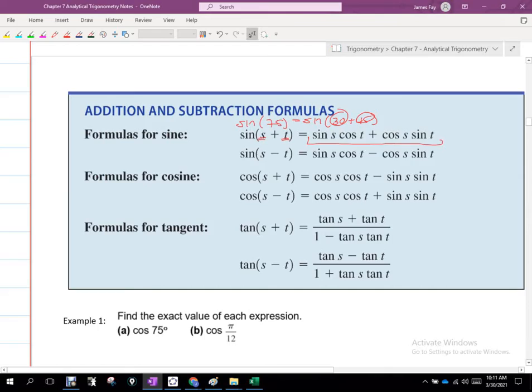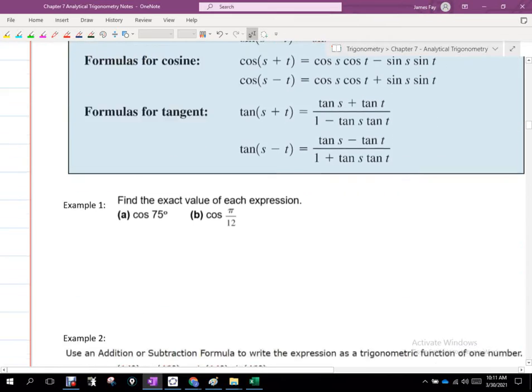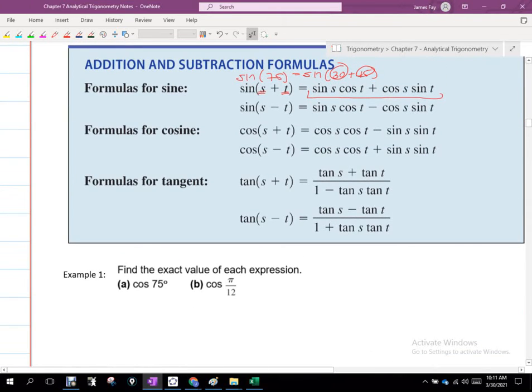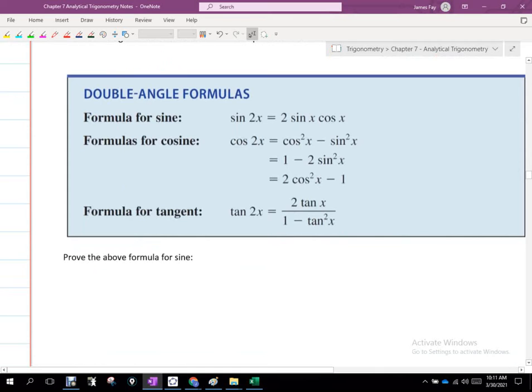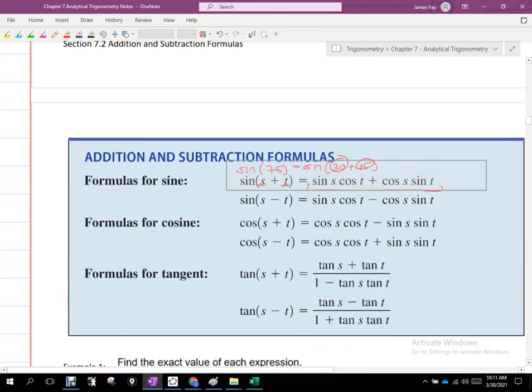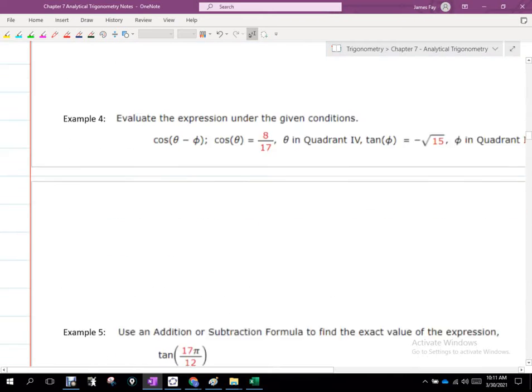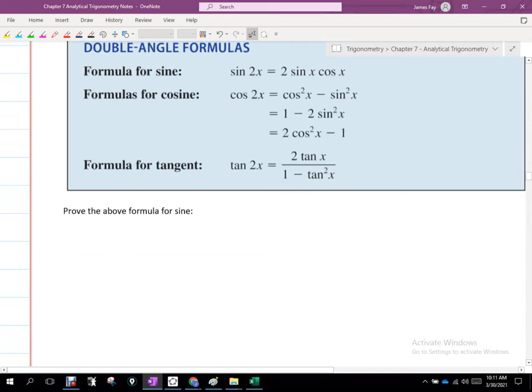All right? But without these here, and an understanding of the distance formula, this here cannot be constructed. Okay, so these are called our addition and subtraction formulas. We have something called double angle formulas. This rule here is exactly the same thing as this rule here, but the t is the same thing as s, and I get sine s cosine s plus cosine s sine s, and then we can rewrite it as this. We get a double angle formula. Okay, we got those for sine, cosine, tangent.